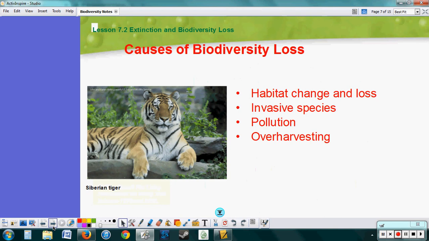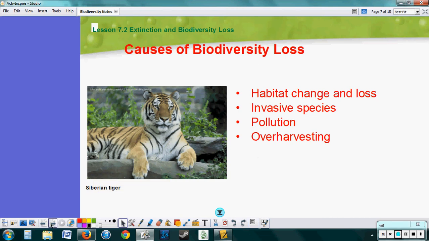All right, causes of biodiversity loss. Please make sure that you write these down, but also skip every 2 lines, because you're going to add descriptions to each of these. So do causes of biodiversity loss, indent, habitat change and loss, skip 2 lines, invasive species, skip 2 lines, pollution, skip 2 lines, overharvesting, skip 2 lines.